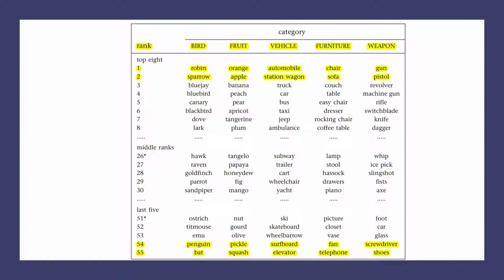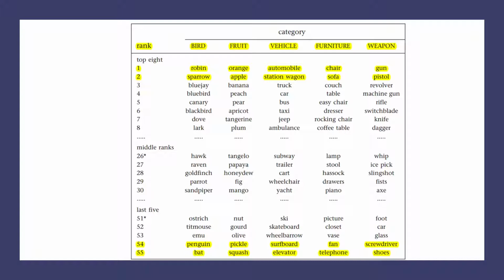And as you go down, you start finding examples that received fewer and fewer points in this experiment. So by the end you have penguin and bat. Do you think of bats when you think of birds? That's not very likely to happen.